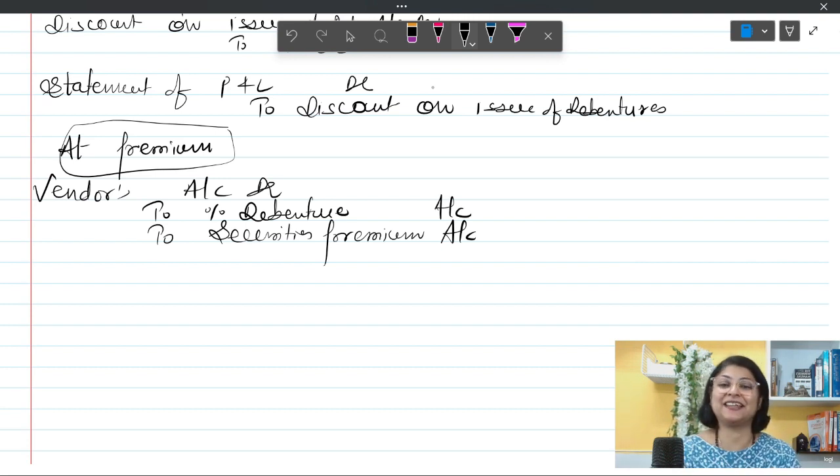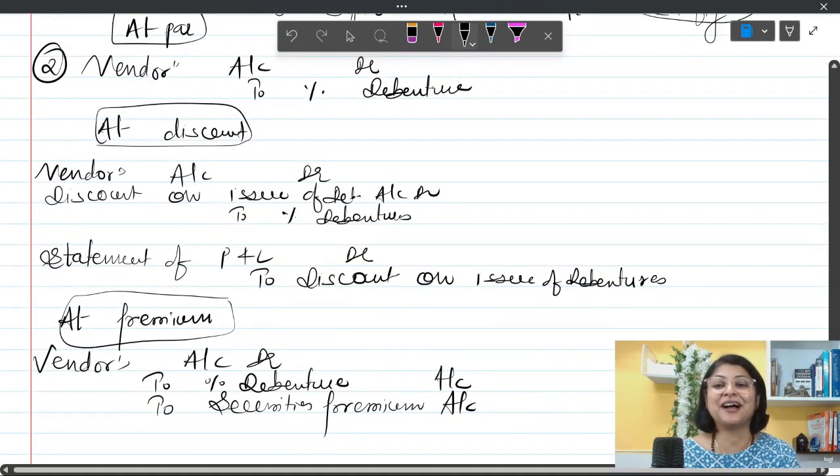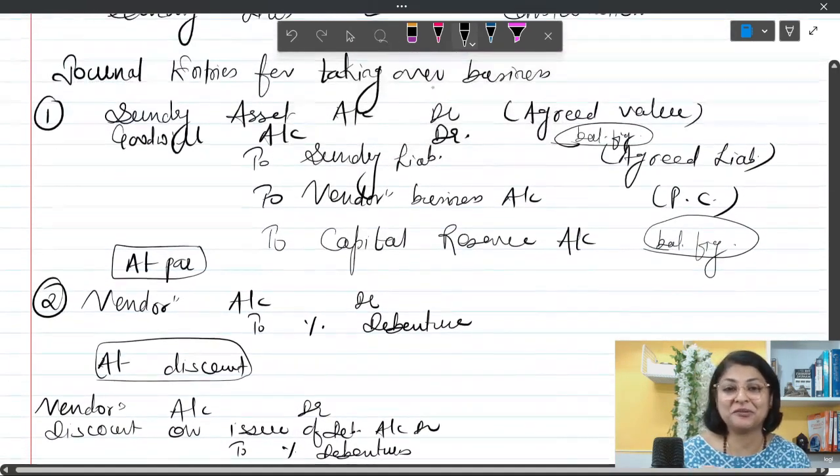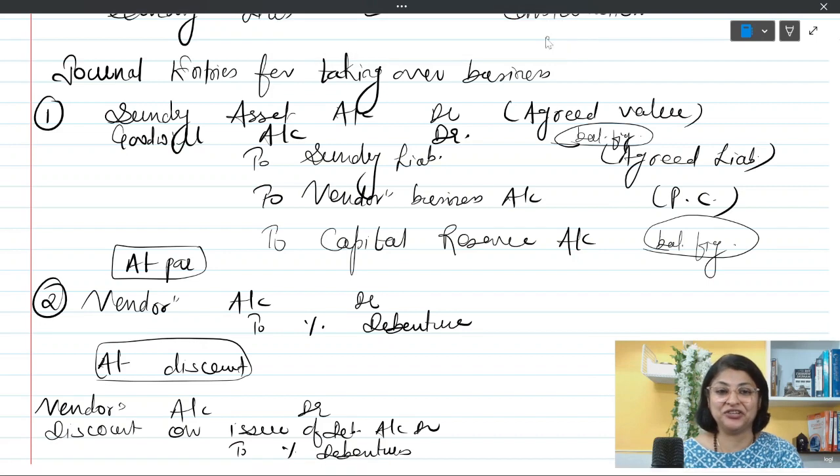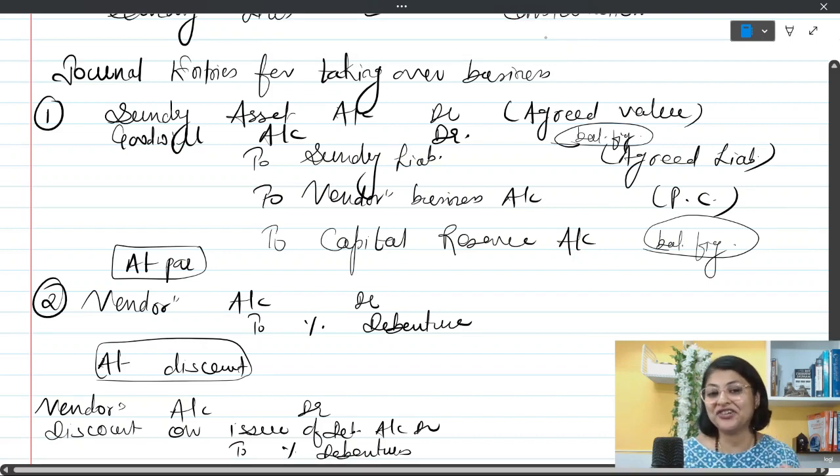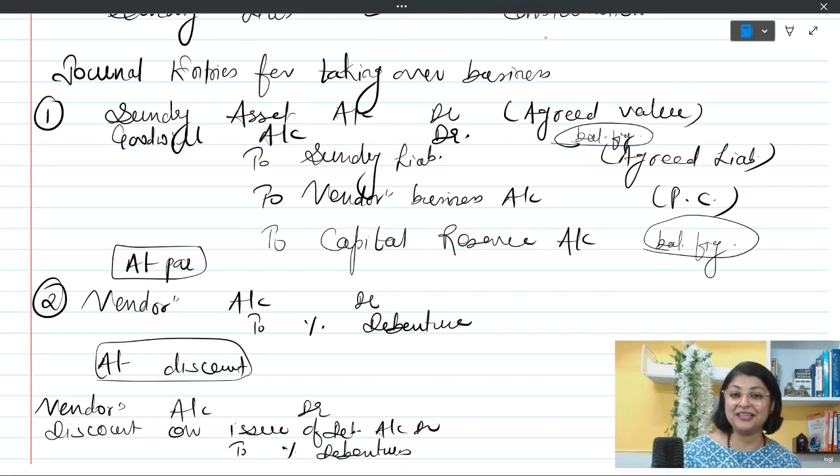Let's have a quick revision of this last part. If we are taking over a business, what will be the entry? Entry number 1 is sundry assets account debit to sundry liabilities and vendor business. If the balancing figure is coming on the debit side, we'll write goodwill account. If the balancing figure is coming on the credit side, we will write capital reserve.